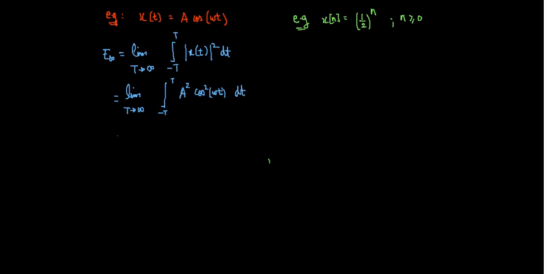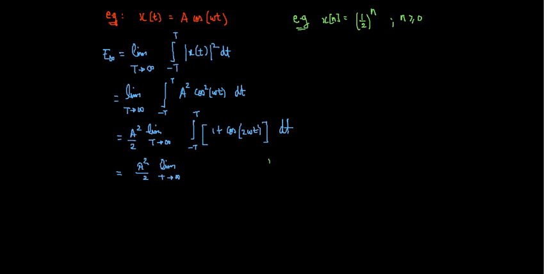So it equals A square, limit T tends to infinity. Tell me the value of cos square. How can I write that? I should simplify that, right? 1 plus cos 2 omega t, divided by 2. I will write the 2 here, anyway it's a constant. So A square by 2, limit T tends to infinity. Tell me, how much is this? 2T.